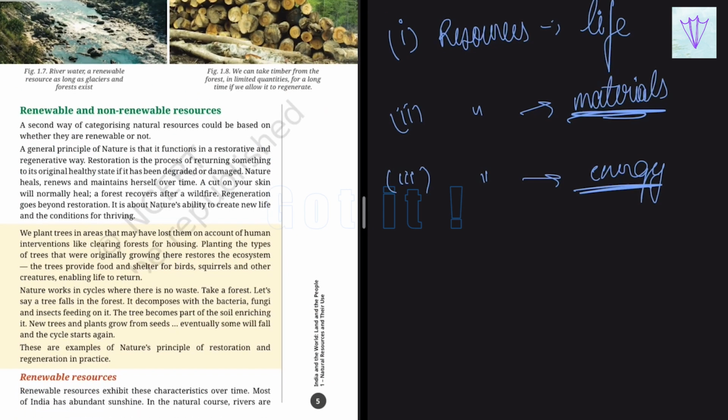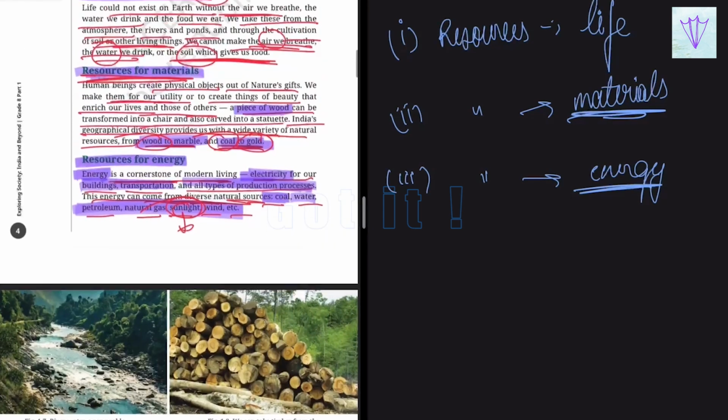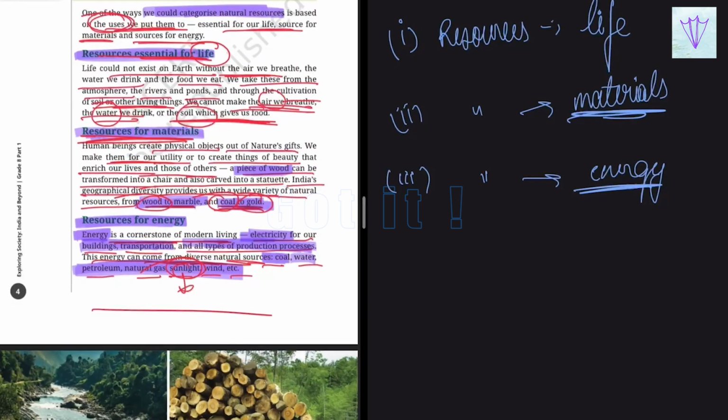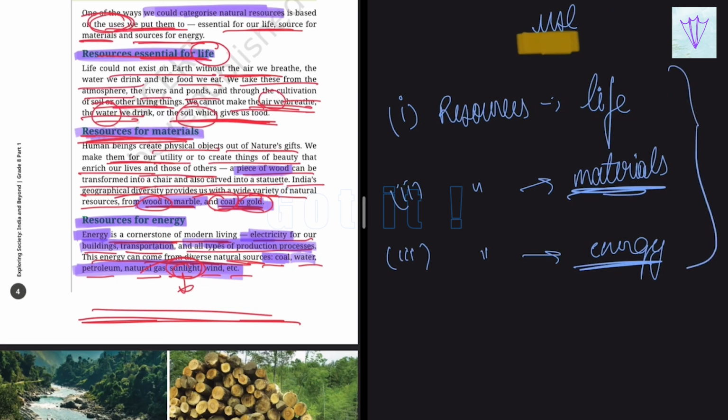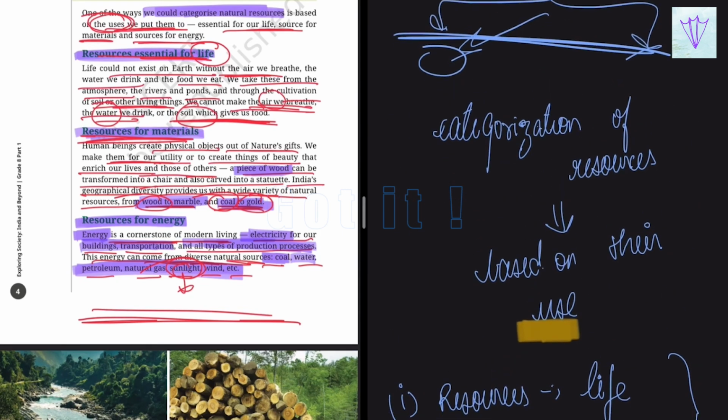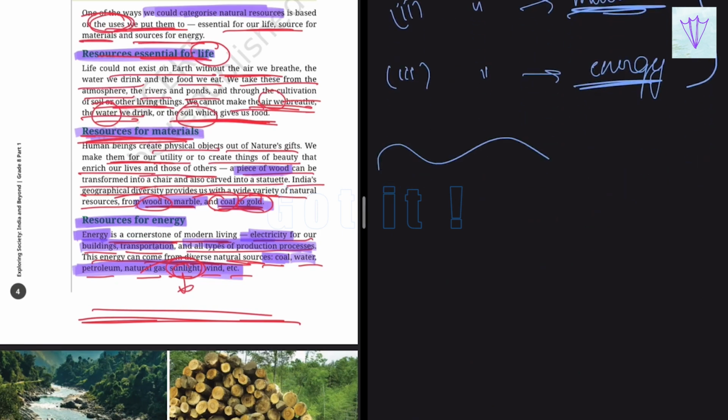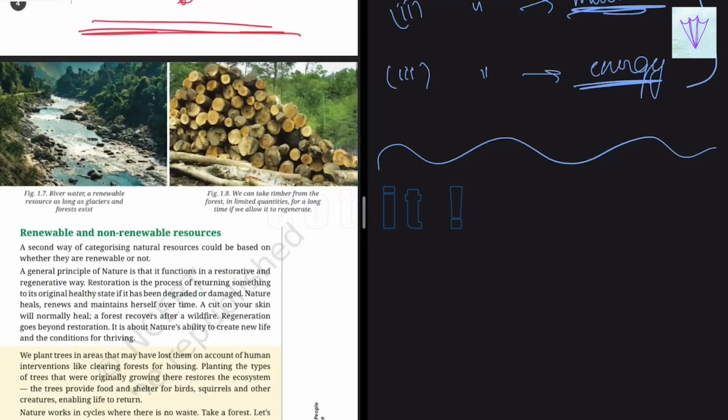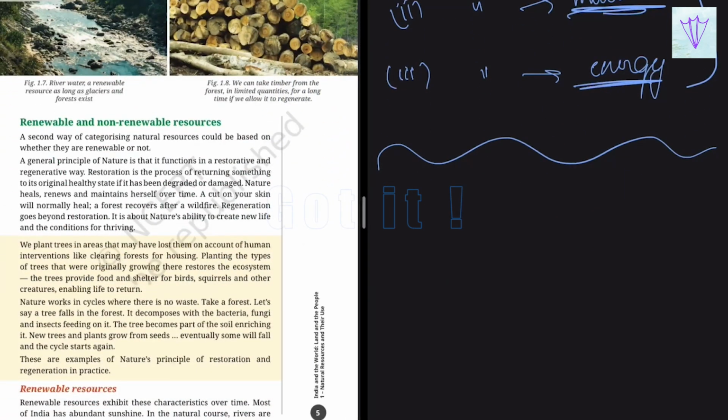With this we have completed the classification based on uses, that is, how we utilize natural resources. These are the three categories based on the use of resources. Next we will be studying the next categorization, that is, renewable and non-renewable resources.